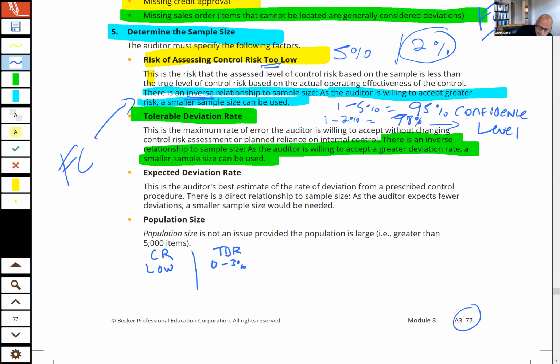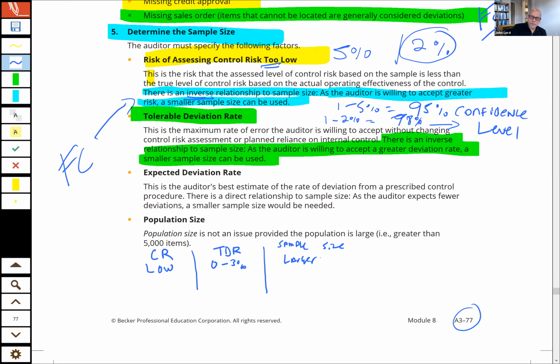Now, again, this is not standard. Don't say, oh, they're going to ask me 0 to 3%. They're not going to ask you that, but it's going to be a pretty low tolerable deviation rate. I'm going to expect that control to work most of the time. Okay. So if my tolerable deviation rate is 0 to 3%, then my sample size for my control testing is going to be larger. Because I really, really want to look at enough transactions, right, to be pretty darn sure, 95% confidence level, right?